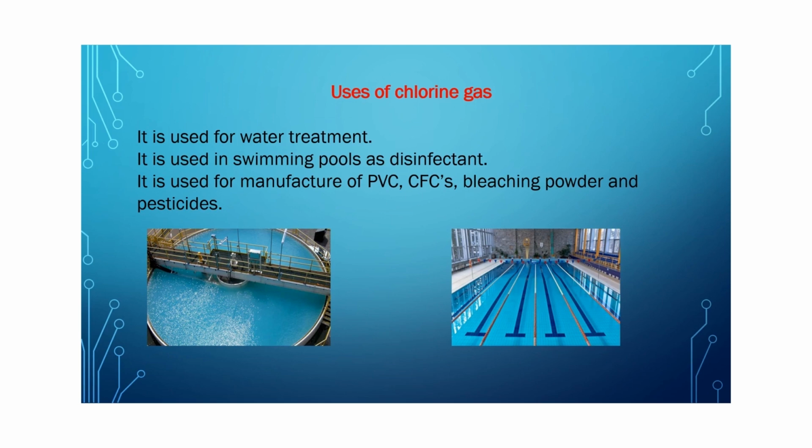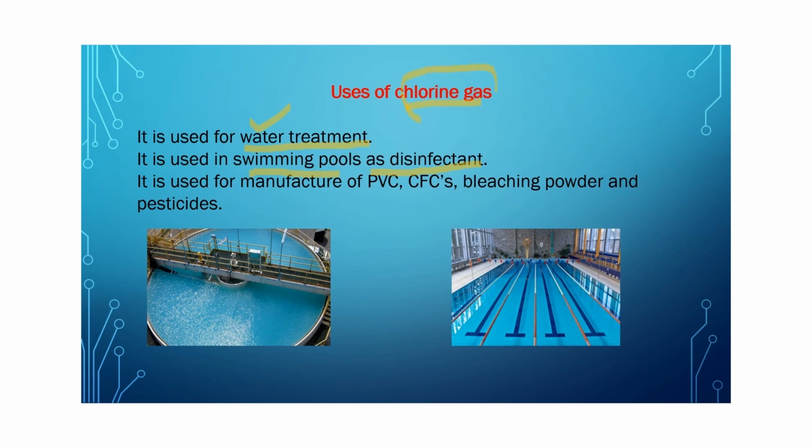The chlorine gas produced in this reaction has many uses. The most important is water treatment. Why is it used in water treatment? Because chlorine gas is a very powerful disinfectant. It is used as a disinfectant in swimming pools, the water which is filled in swimming pools. And the municipality also uses chlorine gas for disinfecting the potable water, the drinking water that is supplied by the municipal corporation.